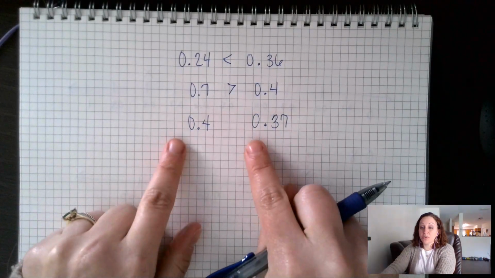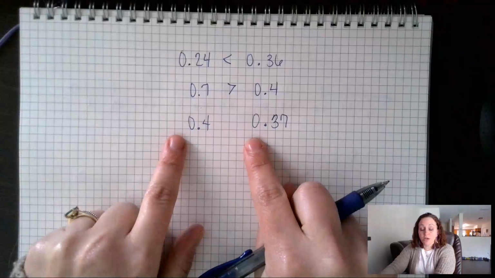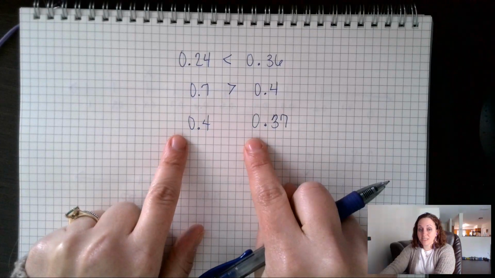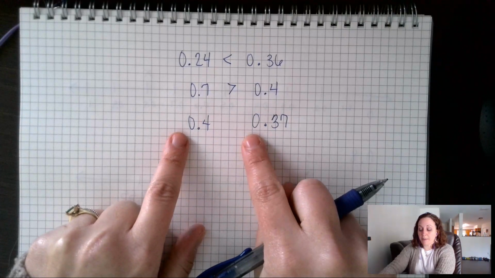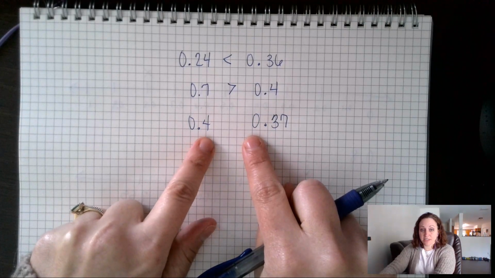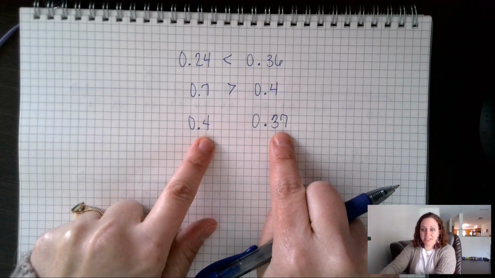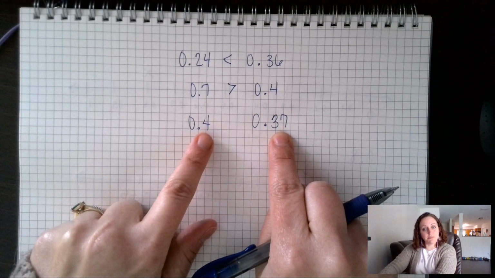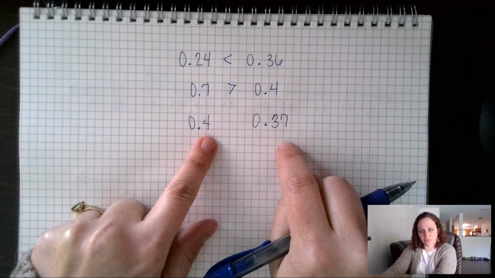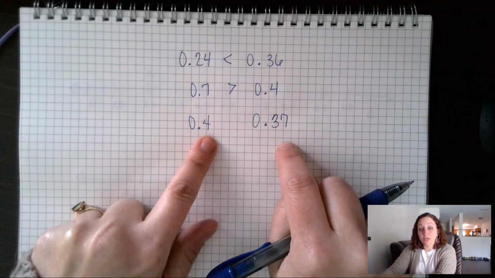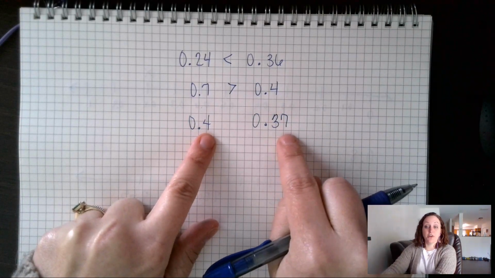And if I do start with the biggest place value, you're going to see the tenths place over here is actually bigger, right? The ones place is the same. Here my tenths place is a 4. Here my tenths place is a 3. The 4 is bigger. Now you may be thinking, well, Mrs. Long, but this 37 is bigger than 4. But this is 4 tenths and 37 hundredths.